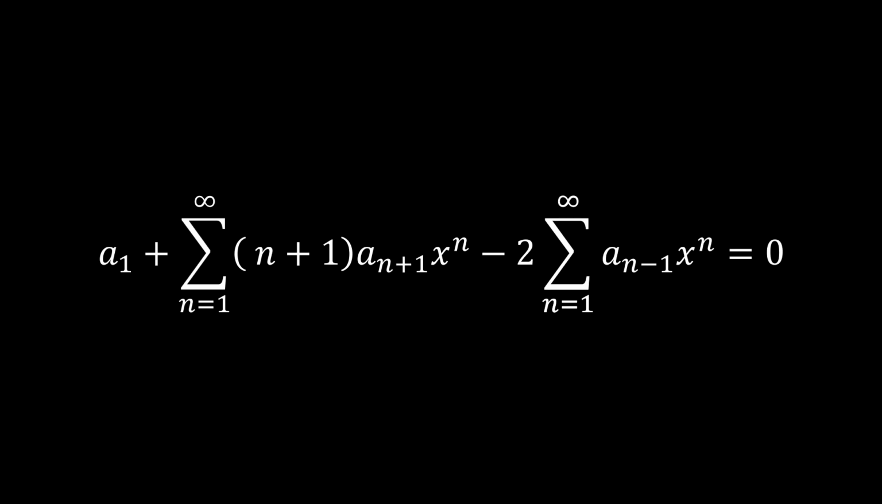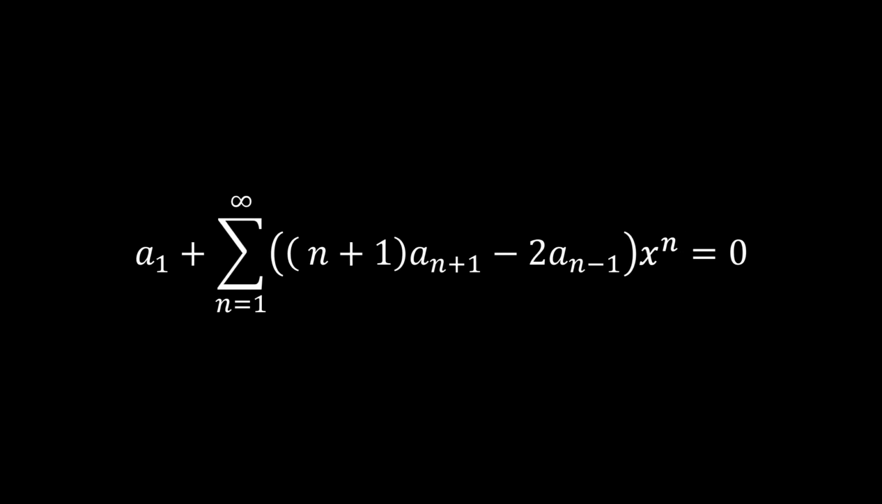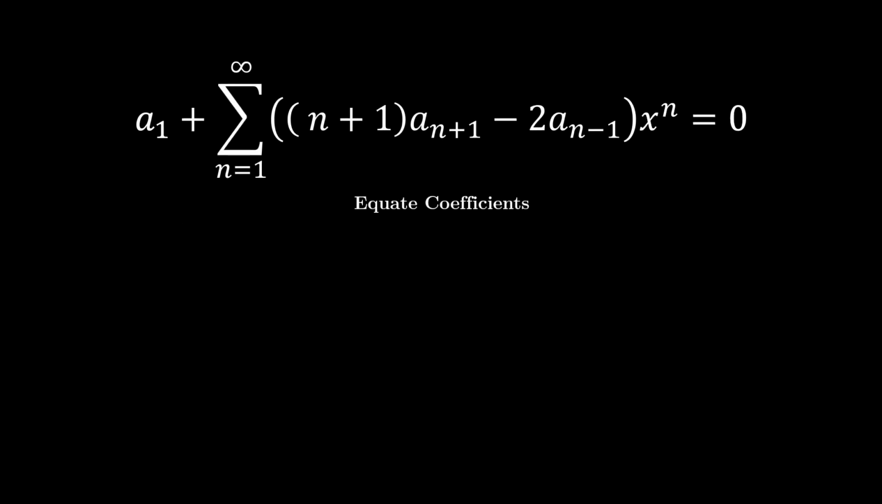Next, since we have the same starting point for each summation, n equals 1, we can combine the two summations into a single summation as such. Next, we have a common factor of x to the n, which we can pull out as such. The next step would be to determine the values of the coefficients in our power series, and this is done by equating coefficients. We can first focus on the constants on both sides of the equation, which on the left-hand side is just a1, and on the right-hand side is just 0. We can equate both of these, and we see that a1 is simply equal to 0.